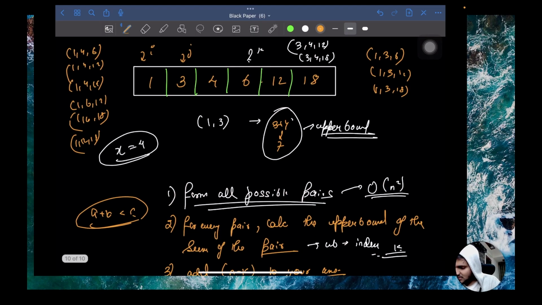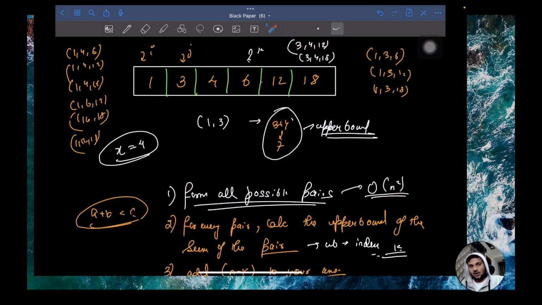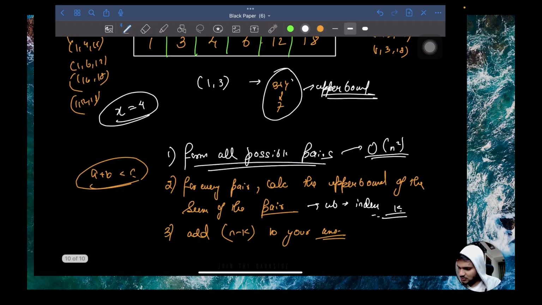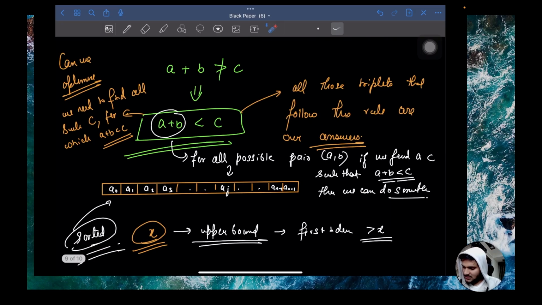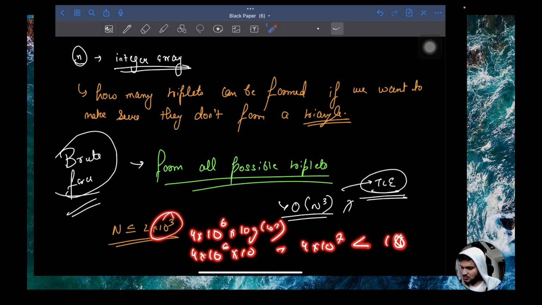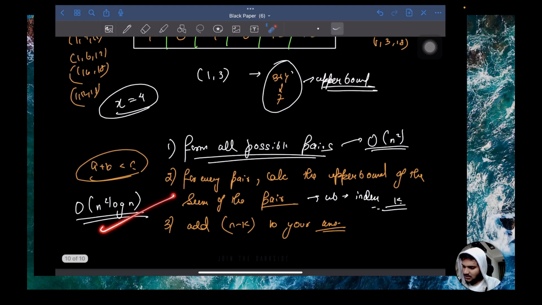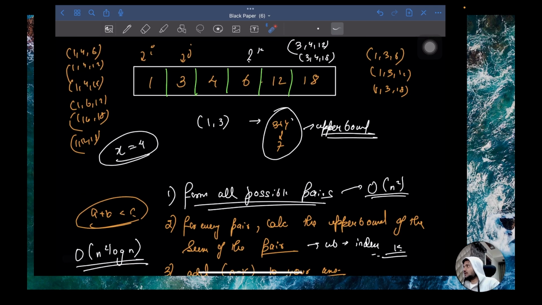What will be the time complexity of this approach? To calculate all possible pairs, you did n square. Once the pair is calculated, on the remaining array you apply upper bound. Upper bound works in log n. So the time complexity of the solution becomes order of n square log n. And if n is 10 raised to the power 3, n square log n is what? 10 raised to the power 6 into log of 10 raised to the power 3, which is about 4 into 10 raised to the power 6 into 10. This is 4 into 10 raised to the power 7, which is less than 10 raised to the power 8. This solution will be submitted. Can I say that? A direct application of upper bound functionality.